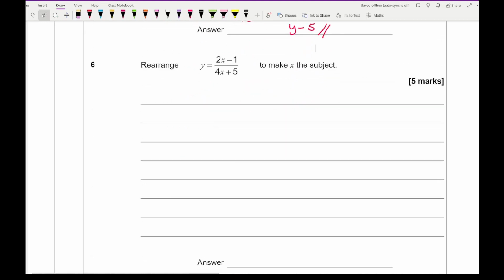Moving on to question 6, it says rearrange y equals 2x minus 1 over 4x plus 5. So again, we've got a fraction, so what I'm going to do is put brackets around the denominator and then take that to the other side. So what I end up with is y(4x plus 5) equals 2x minus 1. So then from this, what I then want to do is expand the bracket. So I get 4xy plus 5y equals 2x minus 1. Then take all the x's onto one side and everything else on the other.